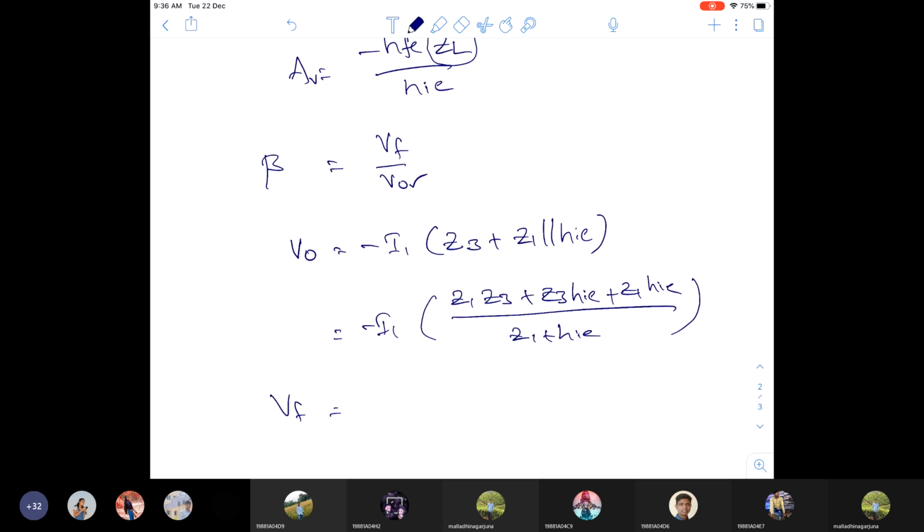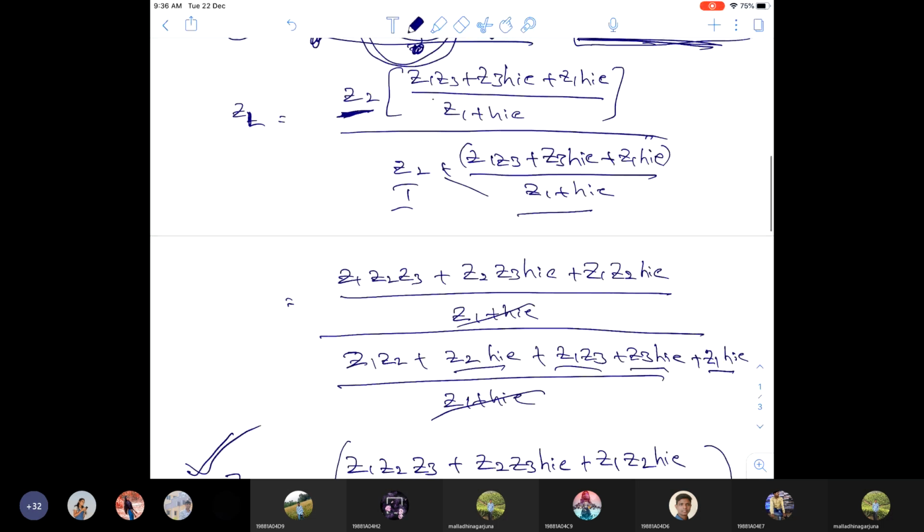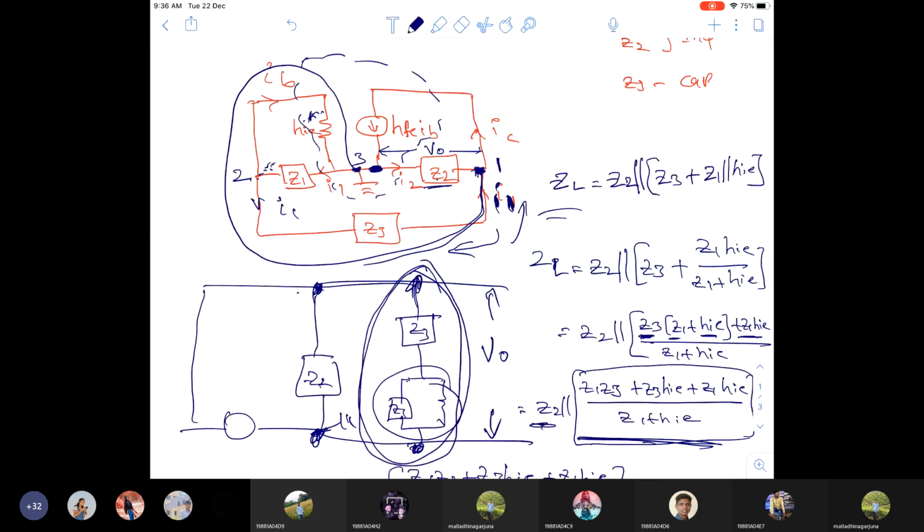VF is feedback. So where are you getting the feedback? Feedback path is nothing but this, so this is nothing but a feedback. This green dotted line portion is the feedback. So in this feedback path, what is the impedance? This Z1 parallel to HI. Z1 parallel to HI. This is only the feedback, because the output is connected to the input. So this is the input node, and this is the common node from output to input. So this is your feedback.